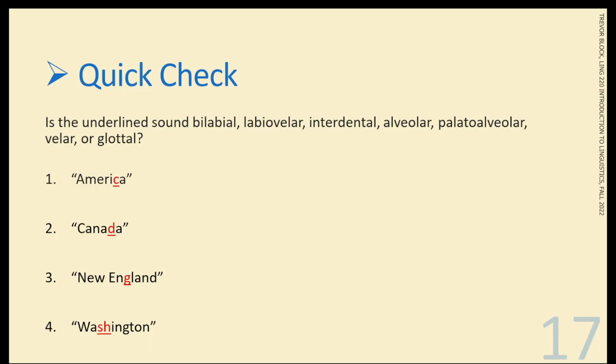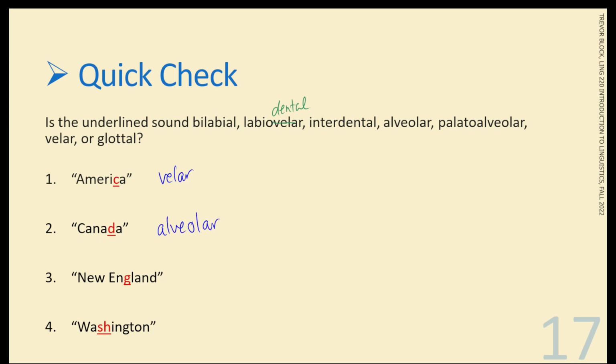So another few practice exercises. Again, try to pronounce the sound and feel where it is in your mouth. So again, I wrote labiovelar, but these should all be labiodental. So America, America, k. So that's at the back. That's going to be a velar sound. Canada, Canada, da. You can feel your tongue up against that hard ridge behind your teeth. So that's going to be an alveolar sound.